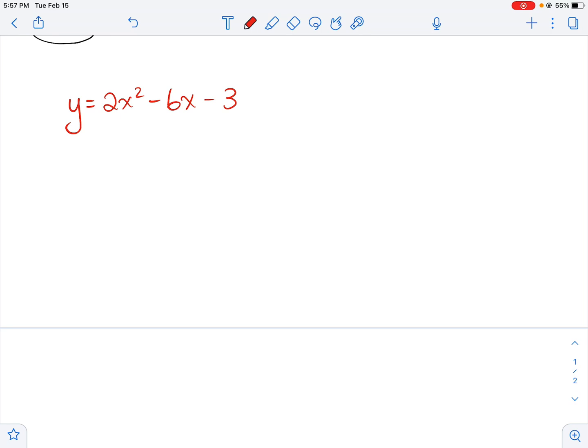Right away by looking at it, I know that I don't know two numbers that multiply to negative 6 and add to negative 6. No way. So I know I can't factor this. It's in standard form. How am I going to find the roots?